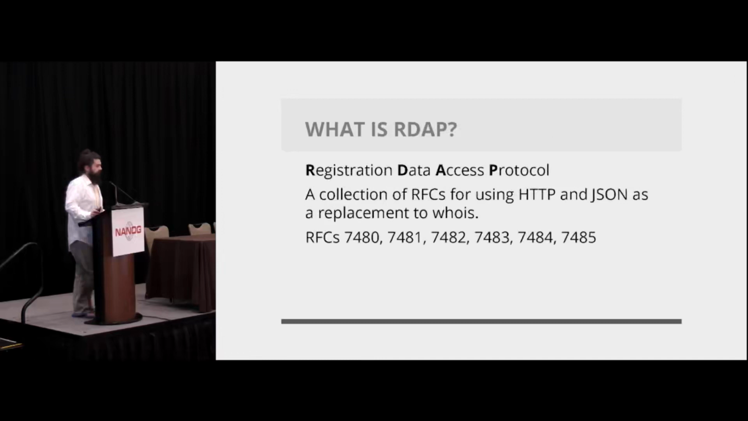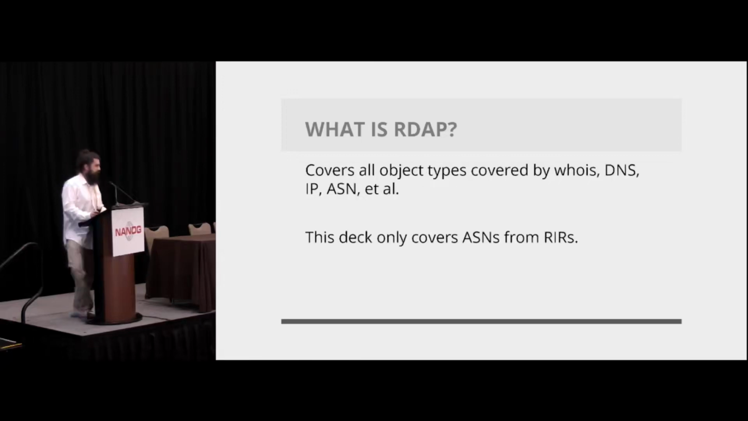Which brings us to RDAP, which is the Registration Data Access Protocol. It essentially takes all the data from Whois, gets a standardized method to receive it over HTTP with JSON. And there's currently 5 RFCs, and there's a few drafts on that, which I'll touch on later. And in this talk, in my examples and whatnot, I specifically focus on getting ASN information from the RIRs. So RDAP covers everything. I'm just not going to talk about the rest today.